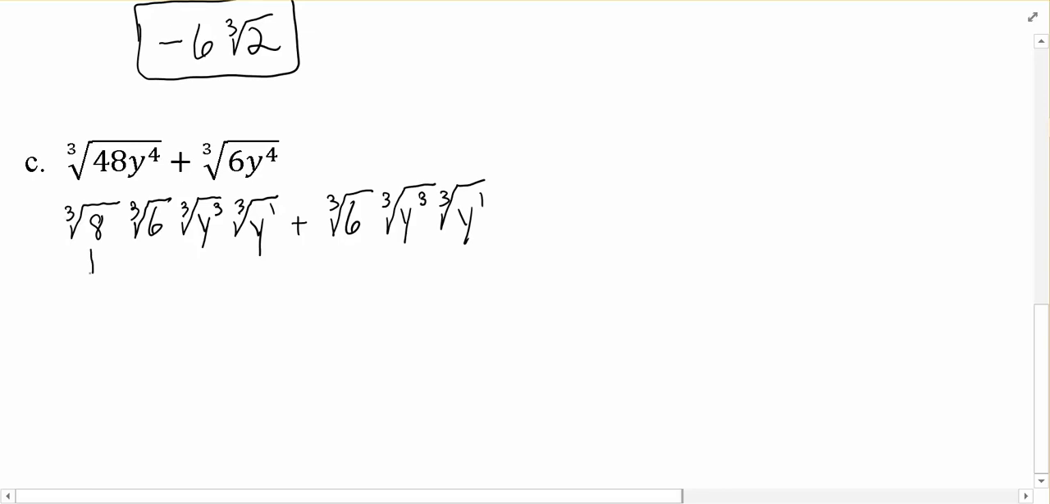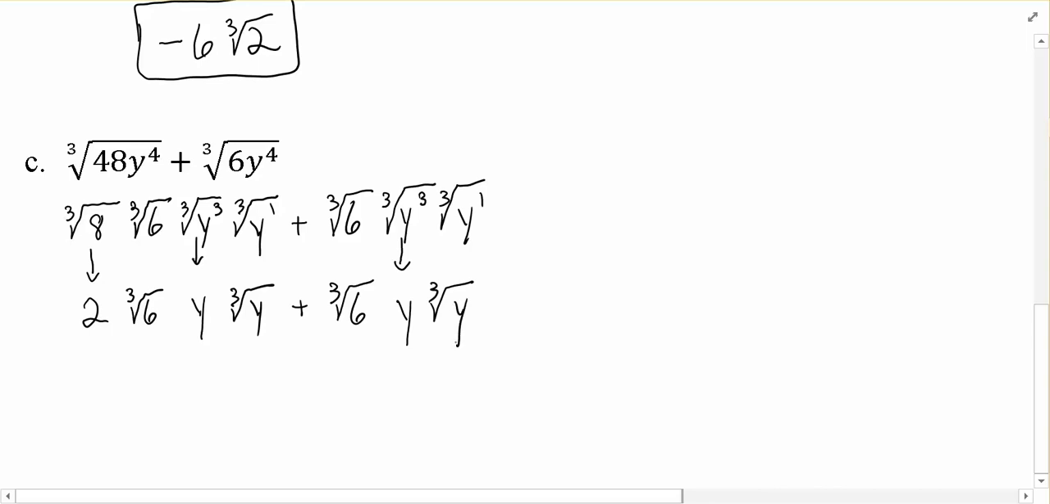Now let's take the radical. Cubed root of 8 is 2. Cubed root of y cubed is y. Everybody else just copies down. We've got cubed root of 6 and cubed root of y. And now let's clean it up.